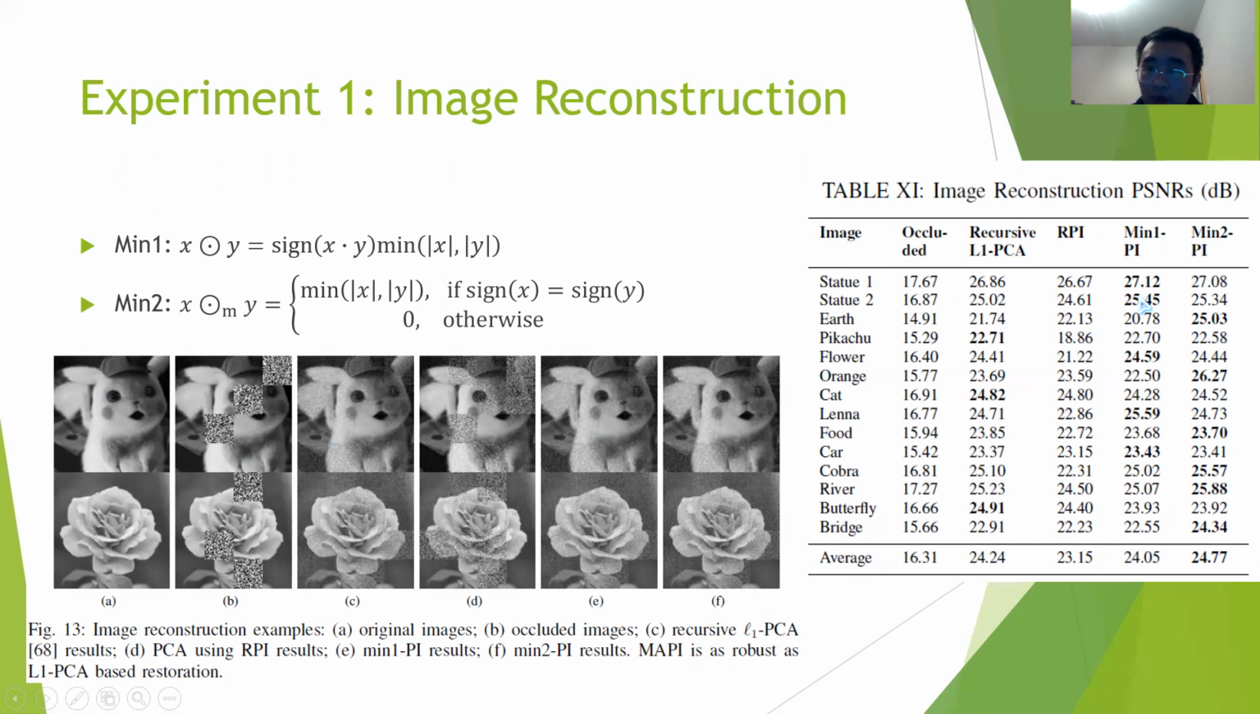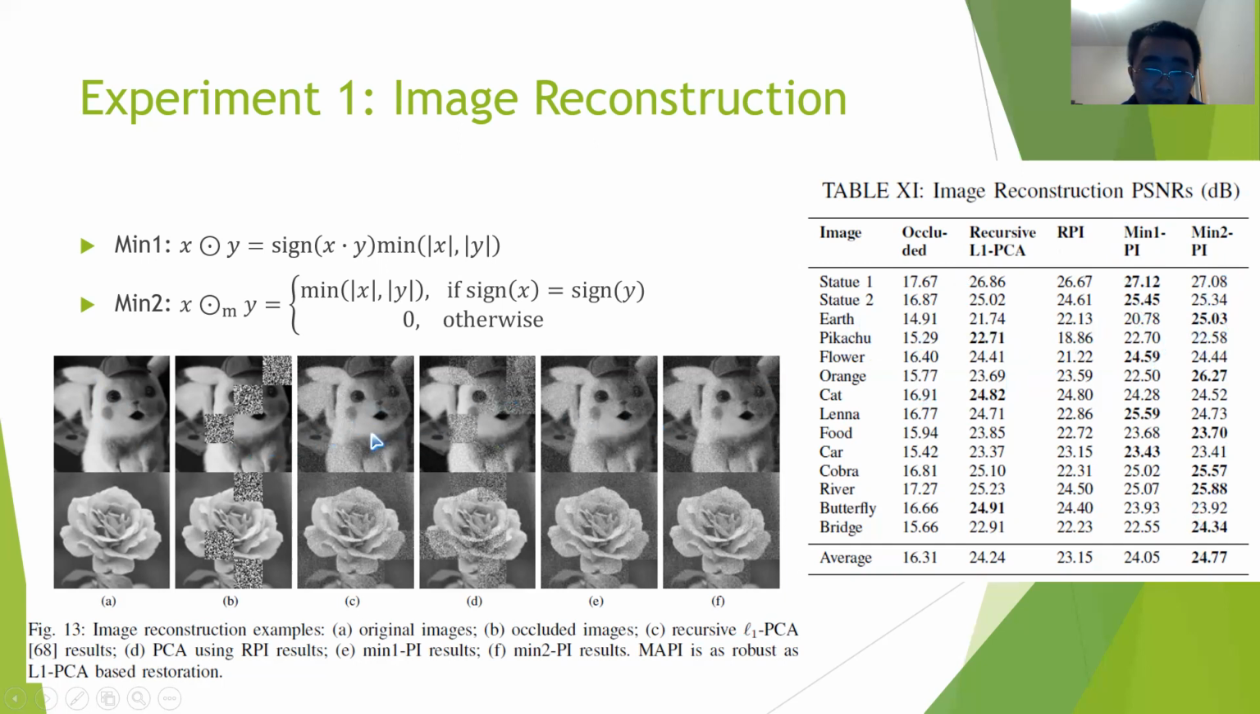So I have to say which one works better and which one works worse will depend on the image itself, but globally, on average, our min2 power iteration returns the highest peak signal to noise ratio. So this one, the larger the better, because this is the signal to noise ratio.